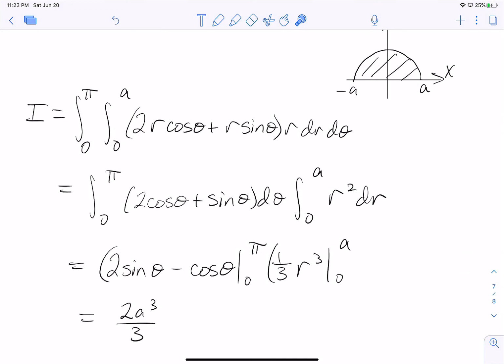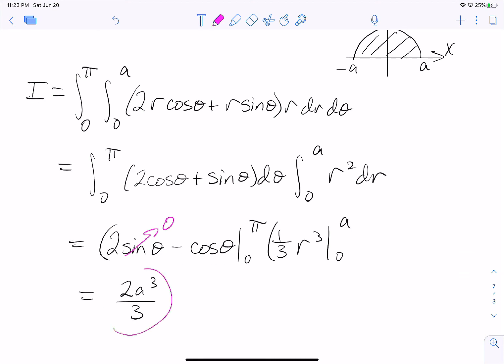Since the sine of pi is 0 and the sine of 0 is 0, we're done with the sine function. And the cosine of pi is -1, but that's preceded by a minus sign. The cosine of 0 is 1. Substituting a in place of r for 1/3 r cubed ultimately will give us 2 times a cubed over 3. Why I circled that in pink, I do not know, but there we are.